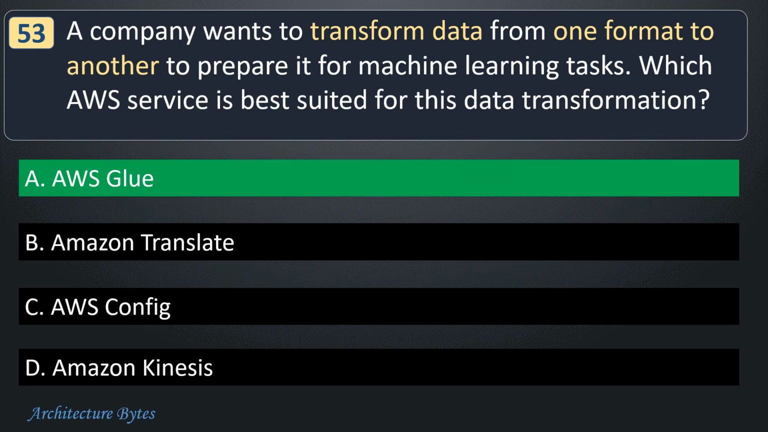Option A, AWS Glue, is the right answer here. AWS Glue is a fully managed ETL service that can be used to transform data from one format to another. Amazon Translate is used for translating text between languages. AWS Config is used for tracking configuration changes in AWS resources. And Amazon Kinesis is a service for processing real-time data streams.